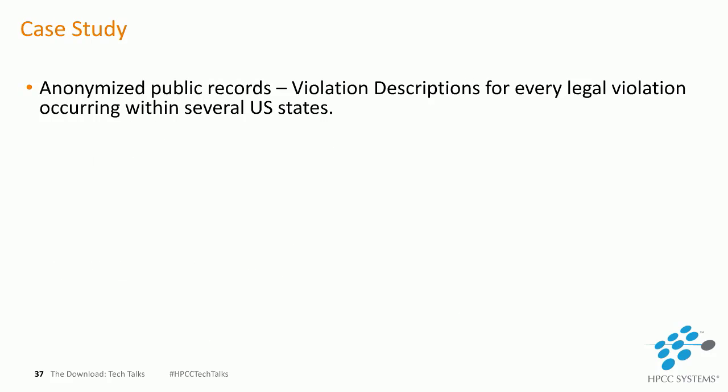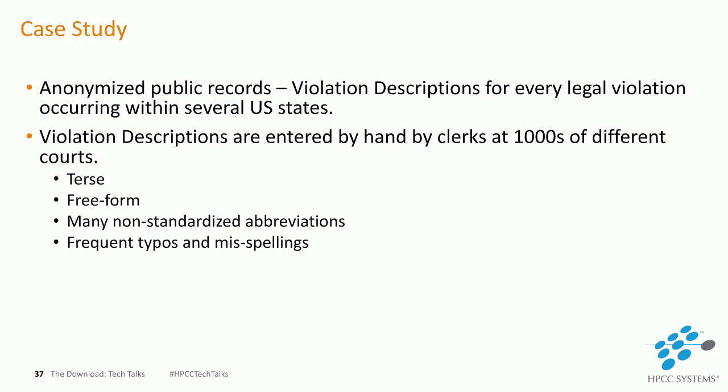Now let's look at a case study we did using text vectors. We used anonymized public records of legal offenses from several U.S. states. Each violation is identified by a violation description that is entered by hand by one of thousands of clerks at various courts. These descriptions have some interesting characteristics that make them particularly hard to process. They're very terse, sometimes only a few words. They're free-form, however that clerk decides to describe the violation on a given day. They use extensive abbreviations, and there are frequent typos and misspellings.